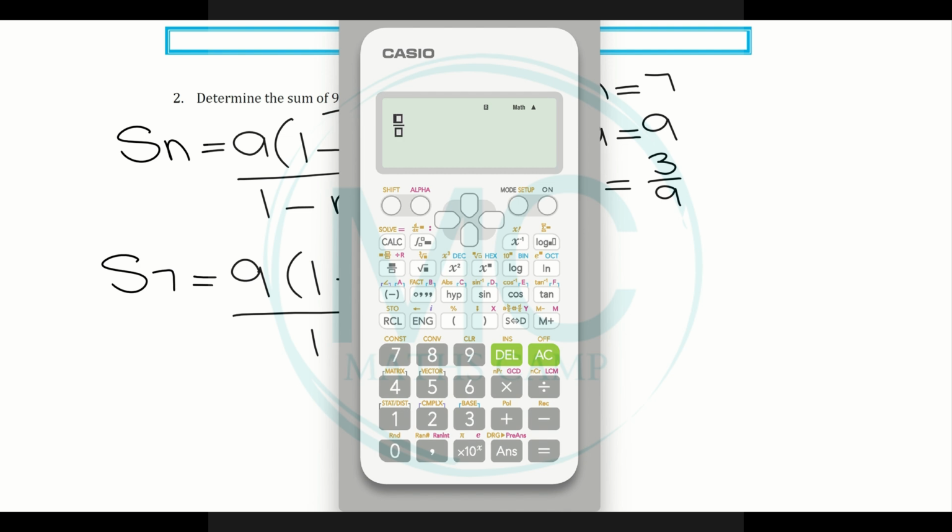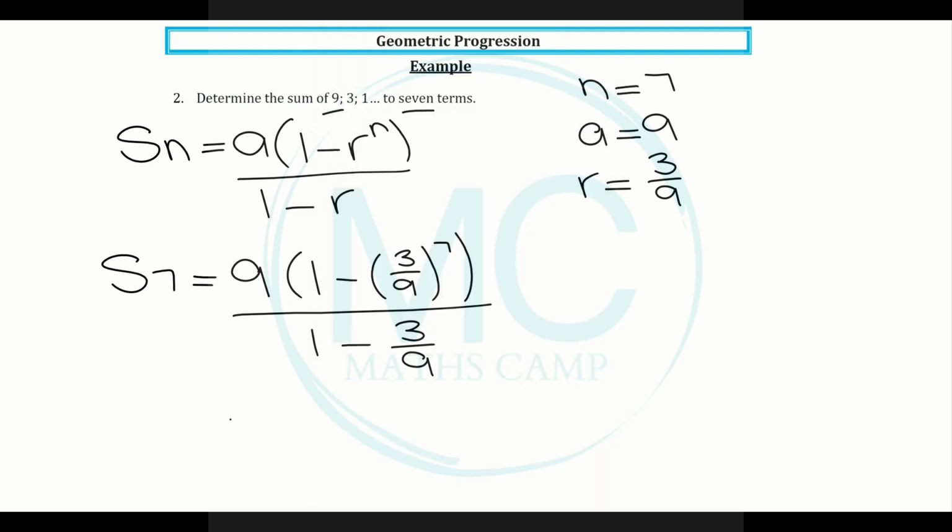Let's create a fraction. We have 9, open the bracket, 1 minus 3 over 9, close that bracket, with an exponent of 7, over 1 minus 3 over 9 is equal to 1,093 over 81.